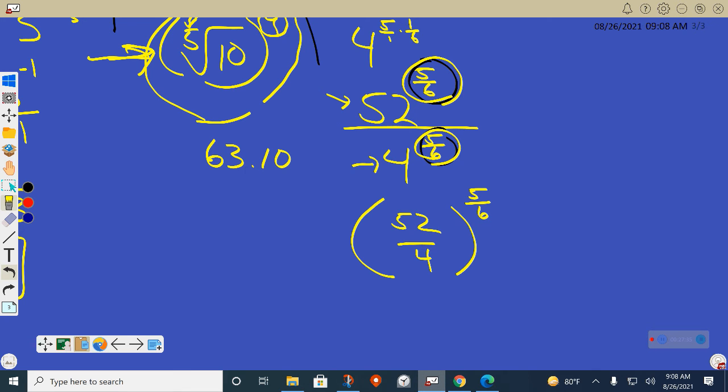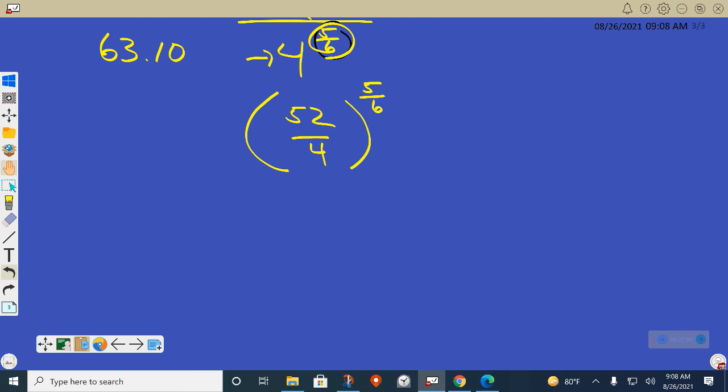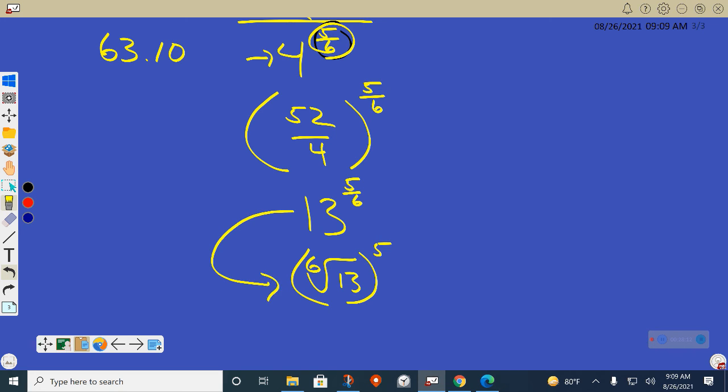Very nice. So look at this, it ends up becoming, I'm doing what's in the parentheses, 52 divided by 4 is 13, to the 5/6 power. So 13 to the 5/6 power is the same as, watch this now, the 6th root of 13 to the 5th power. Gets you the same thing. Again, this is Monday's lesson: from 13 to the 5/6 to the 6th root of 13 to the 5th power. That's all Monday.